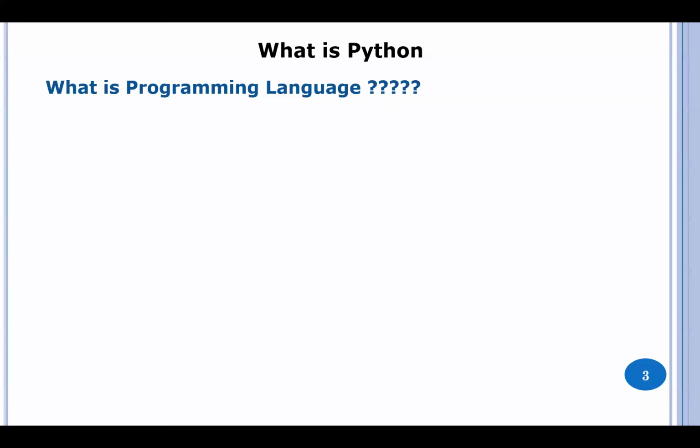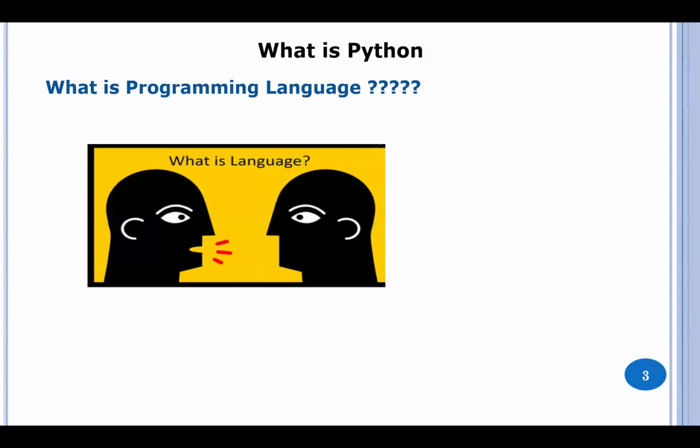Okay, simple thing: language is the way of communication. It means if we want to communicate our ideas, or communicate something to our friend or someone, then we have to use what? We have to use the language.